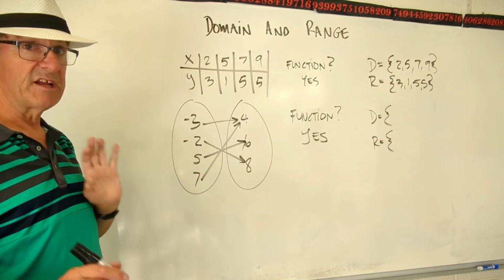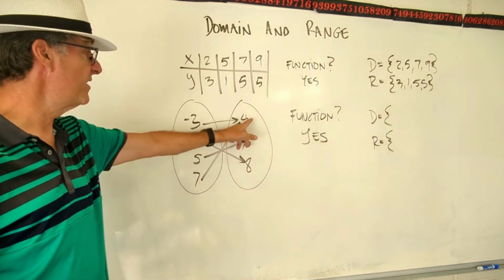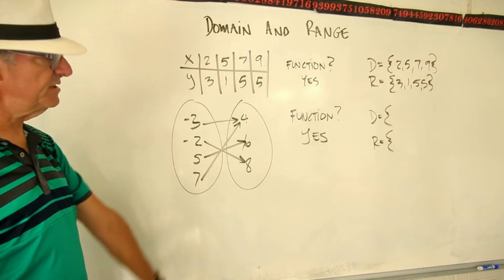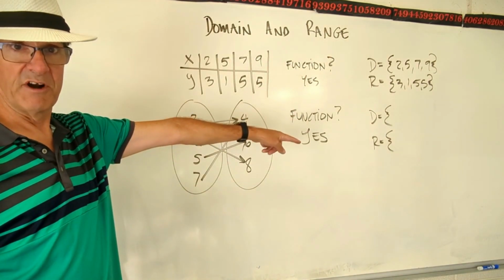Because that doesn't break the rule. It's only if -3 made another number as well as 4 will we break the rule. Okay, so this is a function. Pause the video. I want you to write the domain and the range.